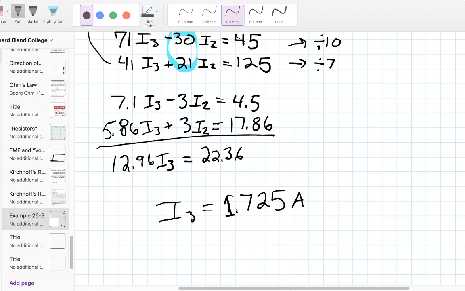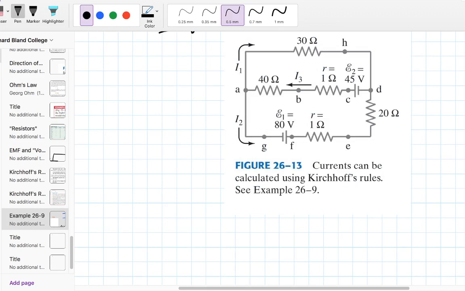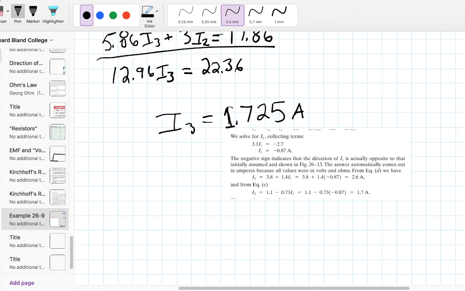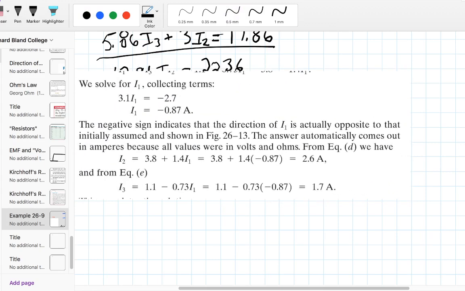And if we go to the book and look at their solution, okay, oops, hold on a minute. The solution in the book actually finds I1 first, but if we look at their solution where they find I3, we've got 1.7 amps, which is exactly what we just found.